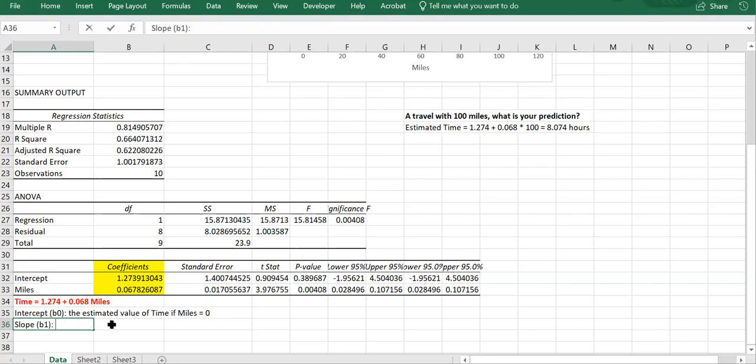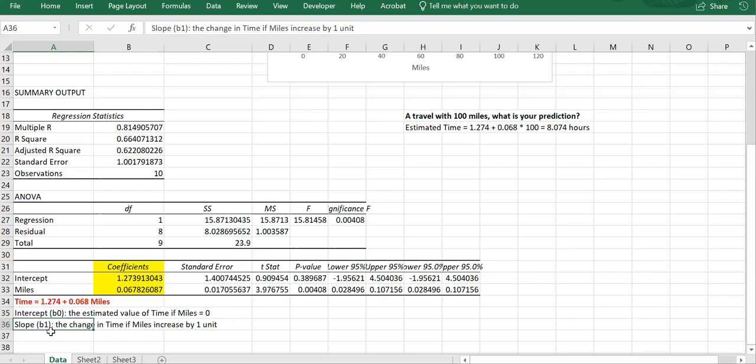The interpretation of the slope is the change in the dependent variable if your independent variable increases by 1 unit. And the unit here is 1 mile. So if the length of the travel increases by 1 mile, how much does your time increase? This is how we interpret that.